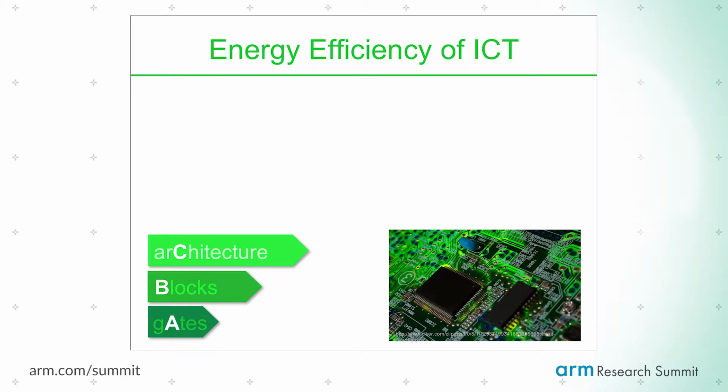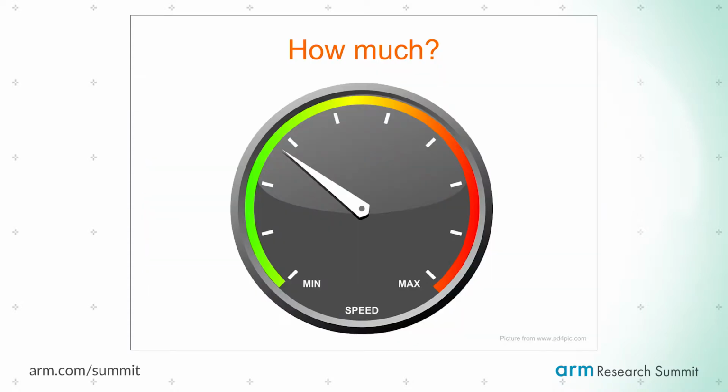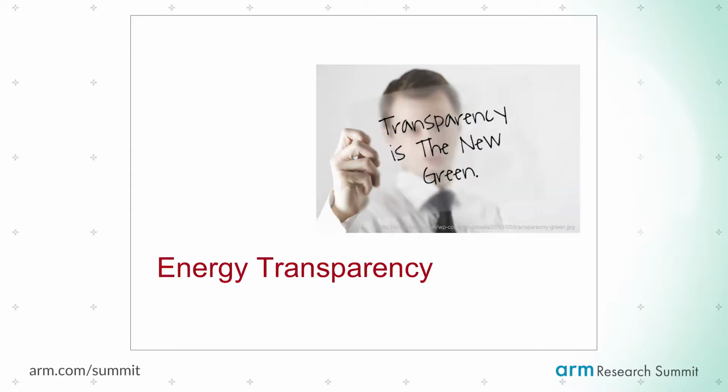And at the moment, it is very often the case that the great savings that have been achieved for low-power hardware design are effectively wasted by software that doesn't manage the hardware properly and doesn't use the features that hardware designers have painfully put in. And that is because software developers don't know how much things cost. What I can't see, I can't optimize. If I can't measure it, if I can't see it, I can't optimize it. And energy transparency is the principle, the fundamental concept that tries to bridge that gap.